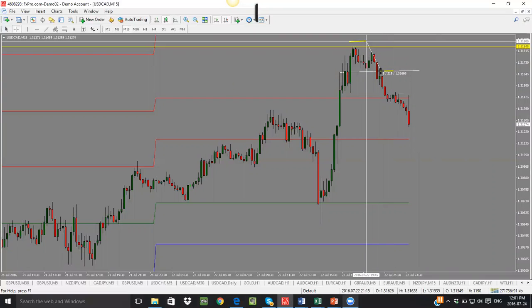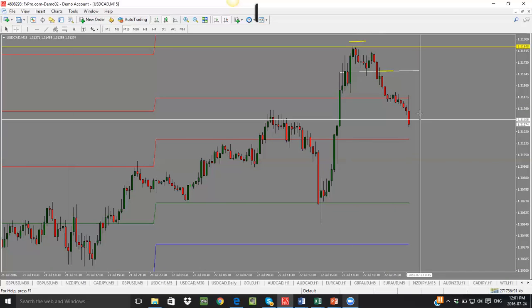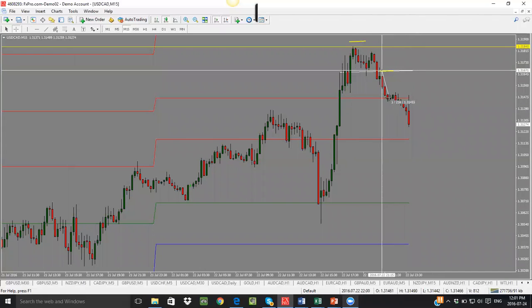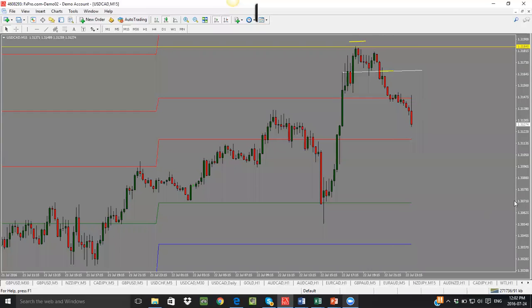In this case, it's about 21 pips. You would put it at 21 pips, which would be about there, right into your R2 level, and anything extra you get is bonus basically. So you can trail your stop.